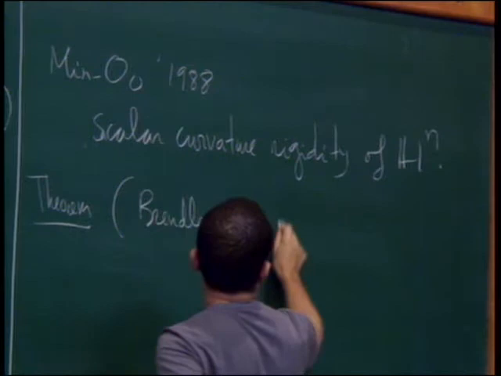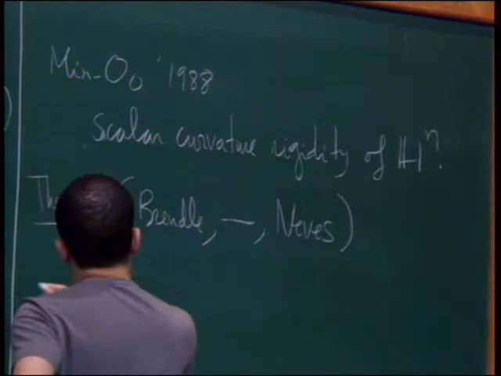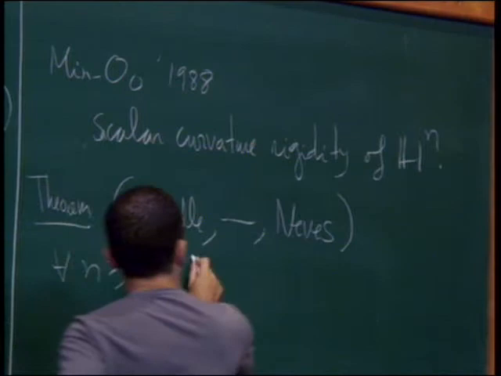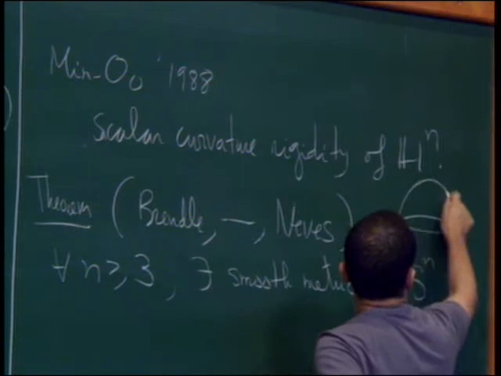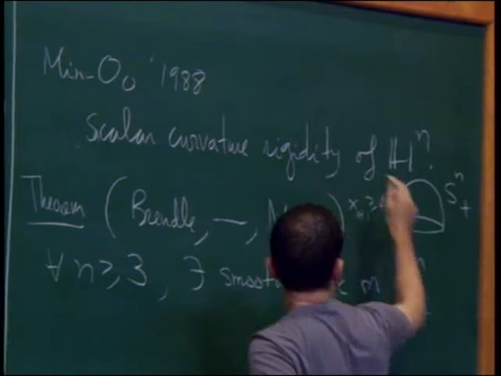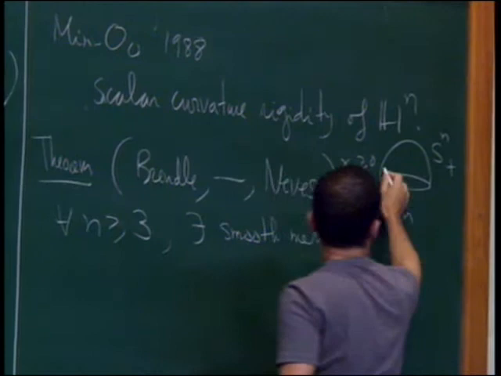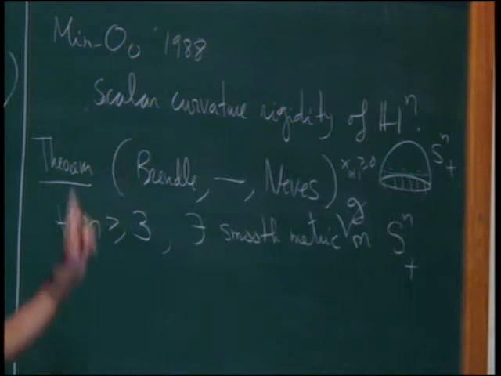So we proved the following result: for any dimension greater than or equal to 3, you can construct a smooth metric on the hemisphere. So S^n_+ is just the hemisphere, let's say where x_{n+1} is negative. So we can construct a metric g on the hemisphere such that the metric coincides with the standard metric in the neighborhood of the equator, but the scalar curvature goes up inside.